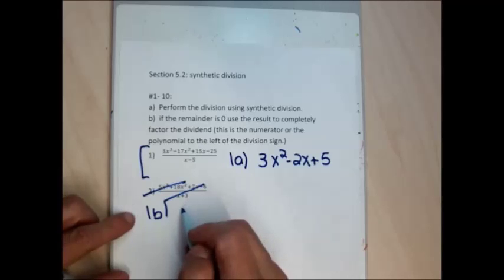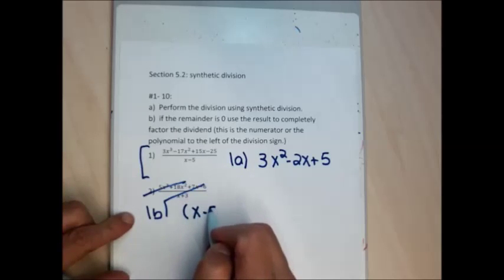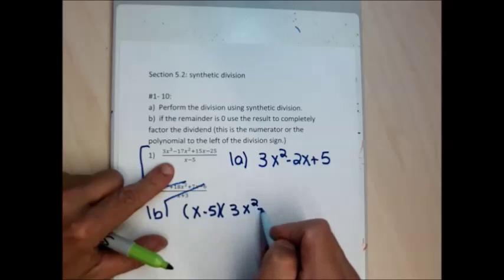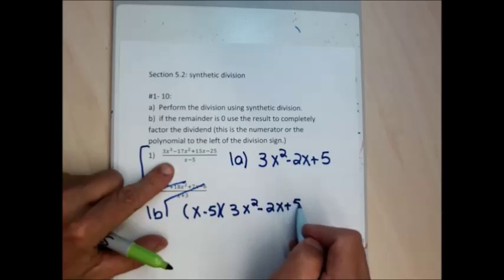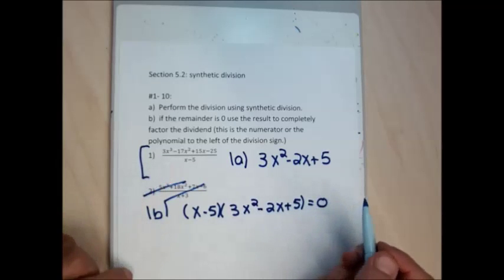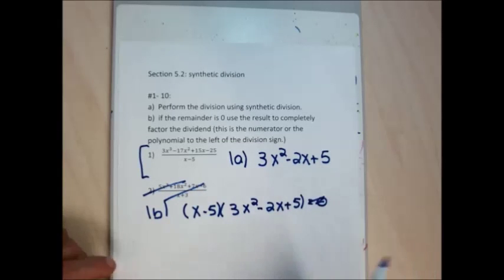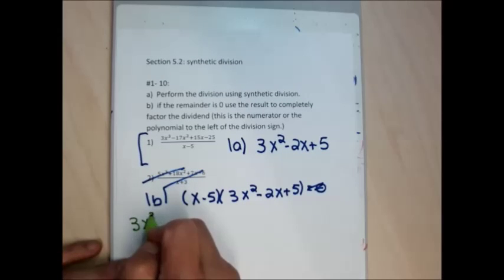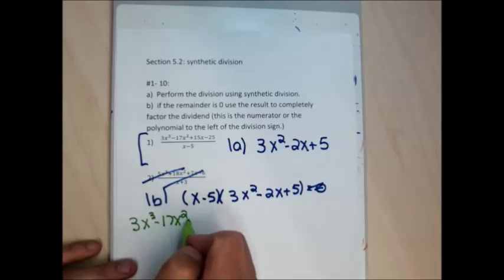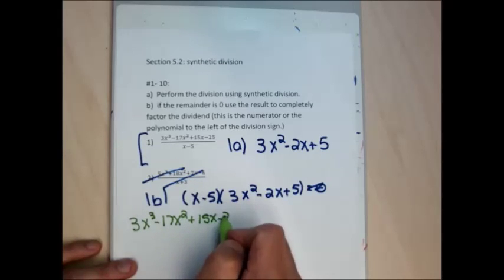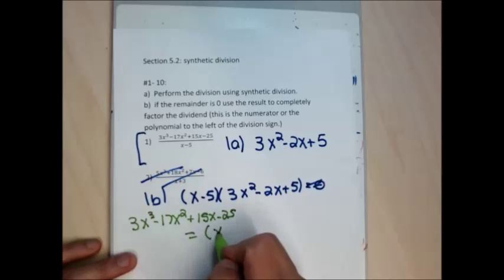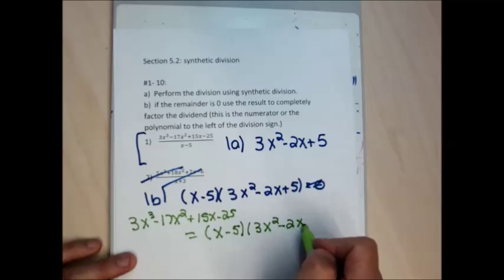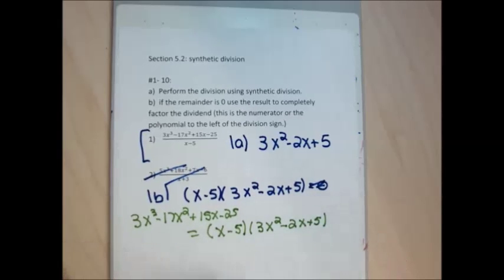And I'm going to do that because I know that when I do division, if I get a remainder of 0, then the denominator times the answer equals the numerator. Let me try to write that better here. So I know that the numerator, 3x cubed minus 17x squared plus 15x minus 25, equals the denominator, x minus 5, times the result of the synthetic division, 3x squared minus 2x plus 5. This is potentially an answer to part B.